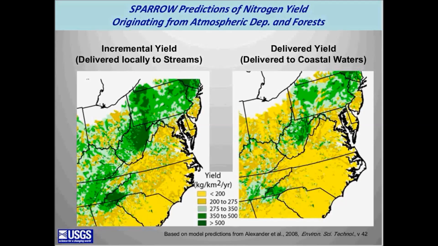And SPARROW would also give you some information on the different yield of phosphorus from individual streams. And as I mentioned earlier, the yield, say, to a coastal water, in this case maybe the Chesapeake Bay, in the case of California, the Bay Delta.